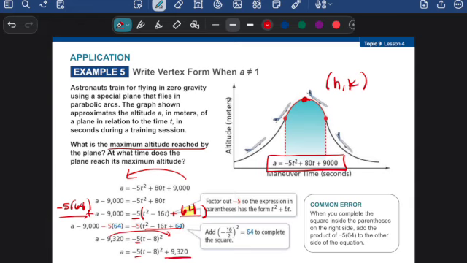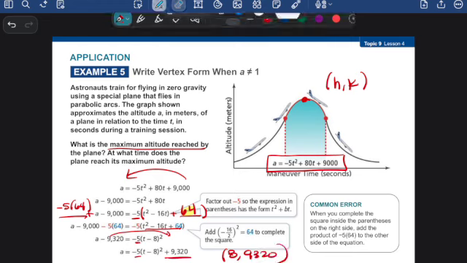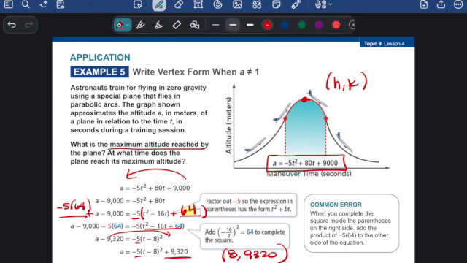What's the vertex going to be? 8, 9,320. What's the k value? What's the y value at our maximum? It's going to be 9,320 meters above the ground. And when does it get there? It gets there after 8 seconds, because that is my x value.